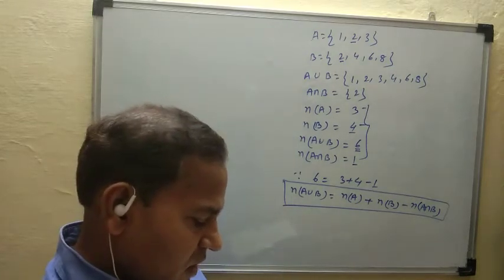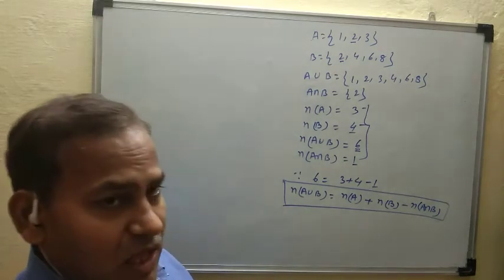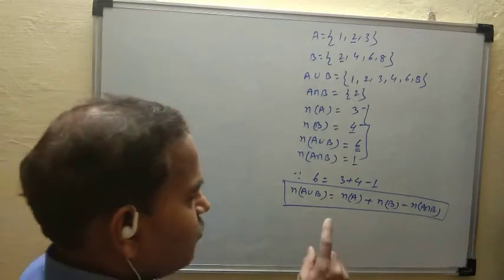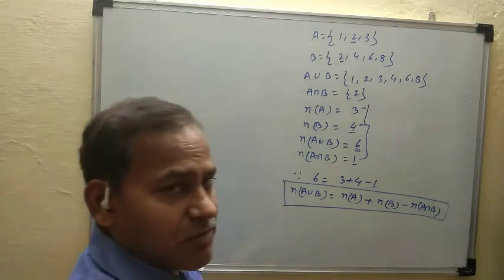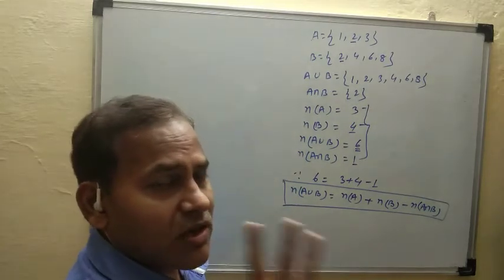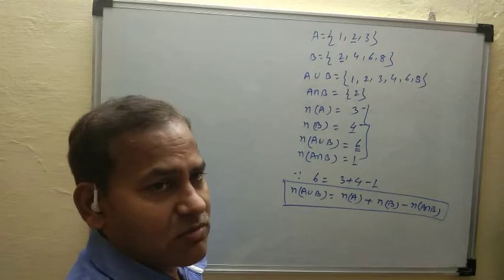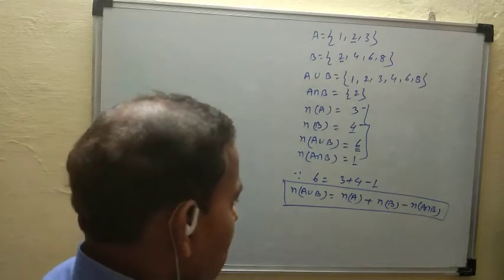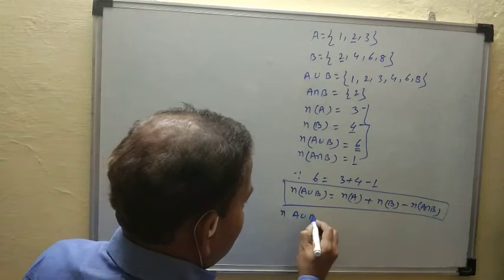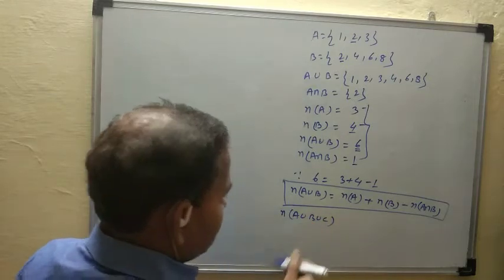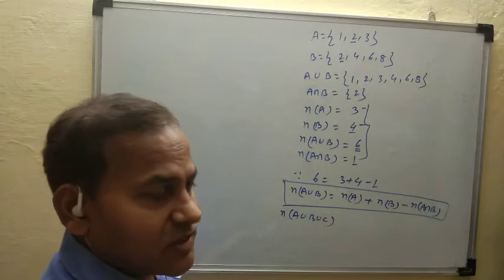Similarly, I find the formula of number of A union B union C. Here there are 4 terms: number of A union B, number of A, number of B, number of A intersection B. If any 3 terms are given, then find the 4th term using this formula. Now find the formula of number of A union B union C for 3 sets.